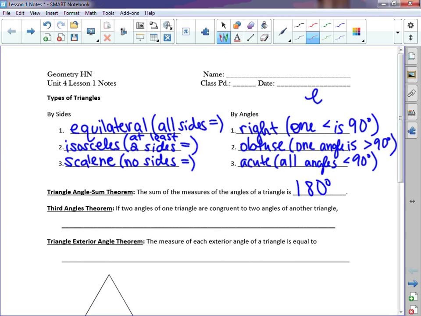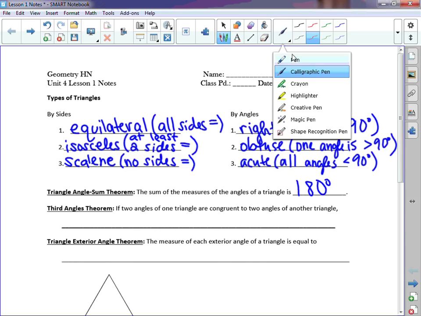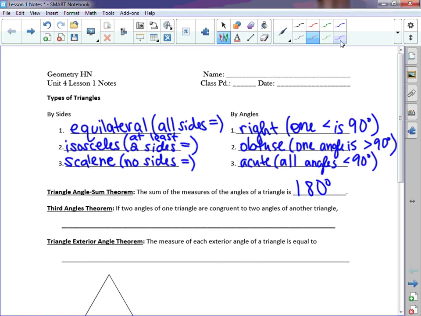We can't be 50%. I mean, that wouldn't be. Alright, anyone brave enough, they want to say why it has to be all of the angles?